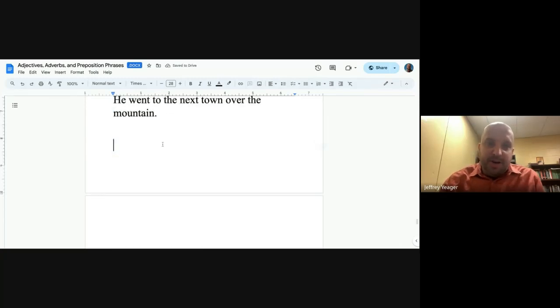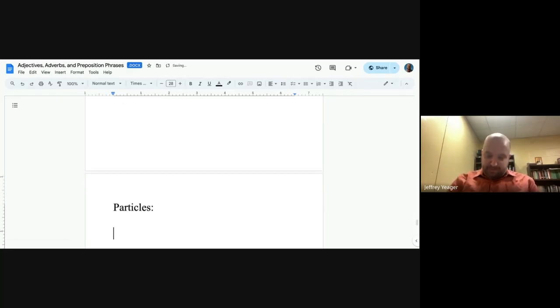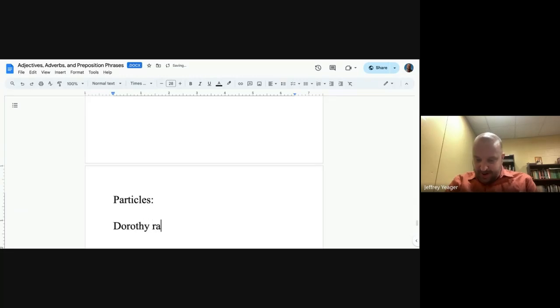Whenever we talk about a particle, we have to ask ourselves, what's the difference between a preposition and a particle? Because particles are actually the same words as prepositions most of the time. And the difference comes down to how the word order of the sentence goes. So the book gives an example. Dorothy ran down the brick road. So that is a preposition. Okay.